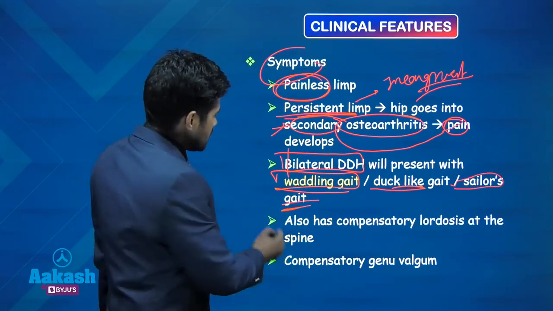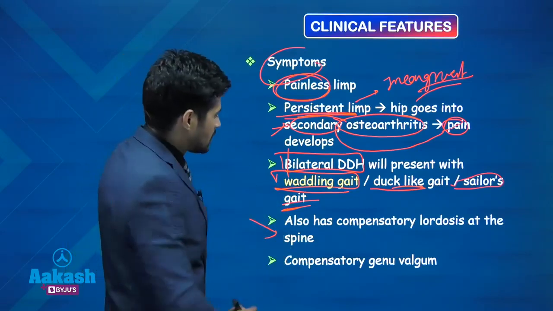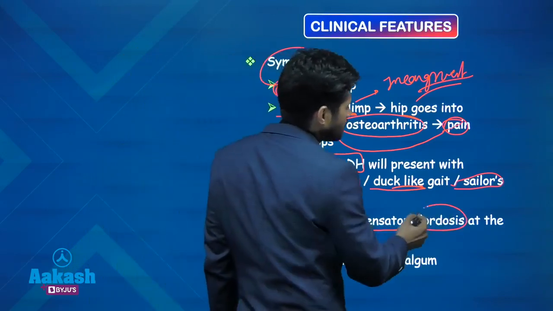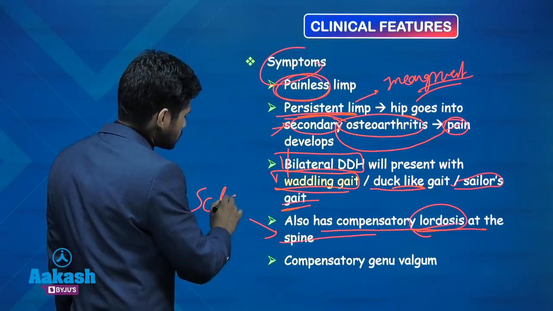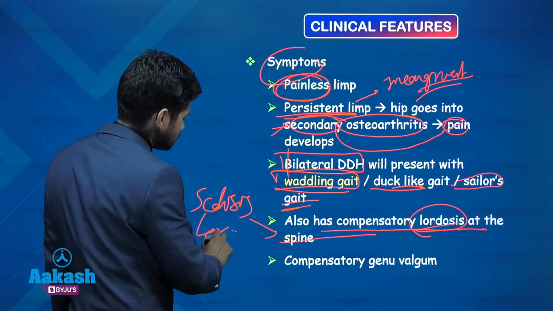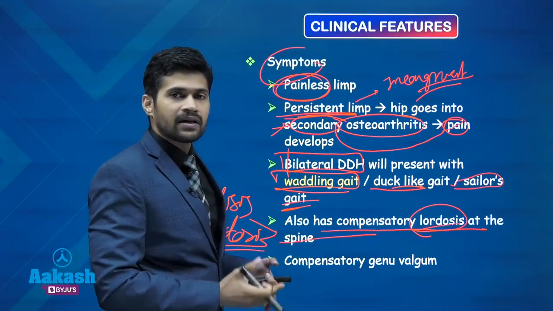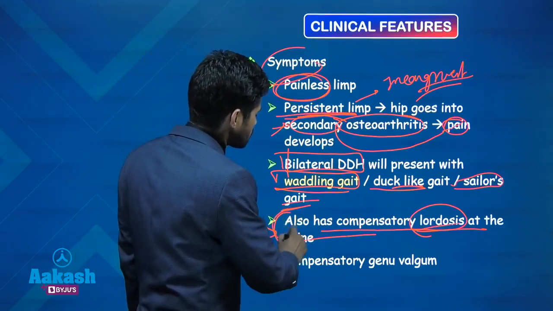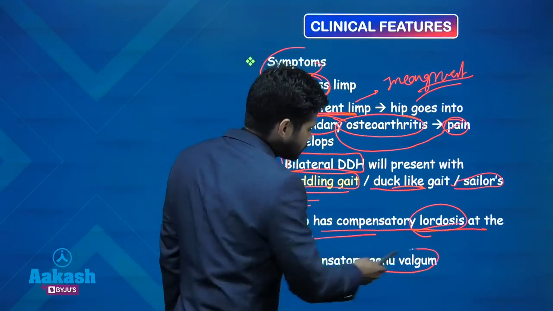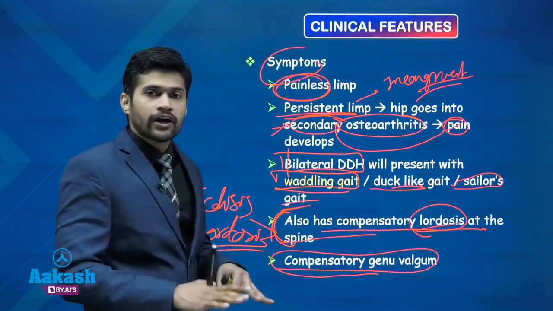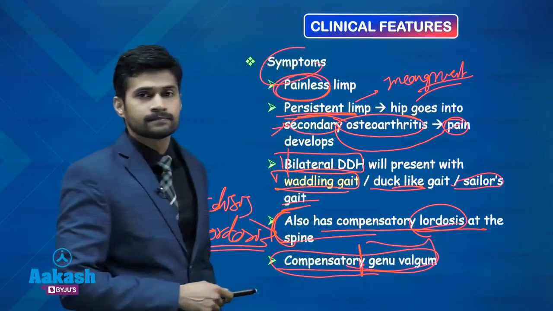Because of this, the spine has to compensate the limb length discrepancy. So there will be compensatory lordosis and scoliosis. So there is exaggerated lordosis at the spine, and scoliosis can also develop at the spine because of imbalance in the length. And because of this, the joint down the line, the knee joint, a compensatory genu valgum can also develop, right?